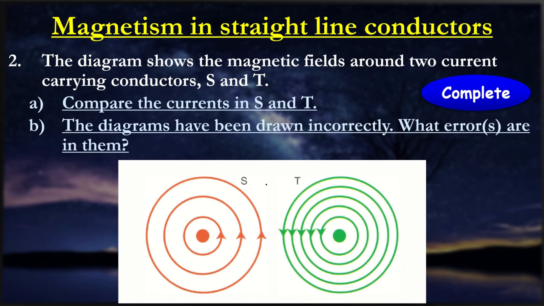Alright, let's compare the pair. What difference do we see here? Well, if we compare the current, we can see that T has a higher current, and S has a lower current.